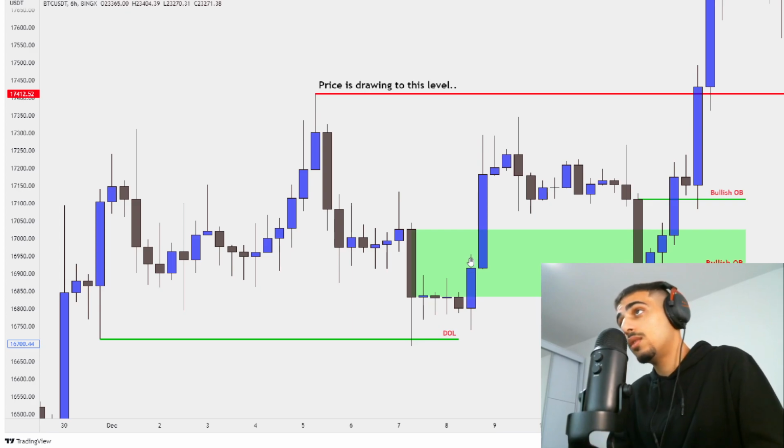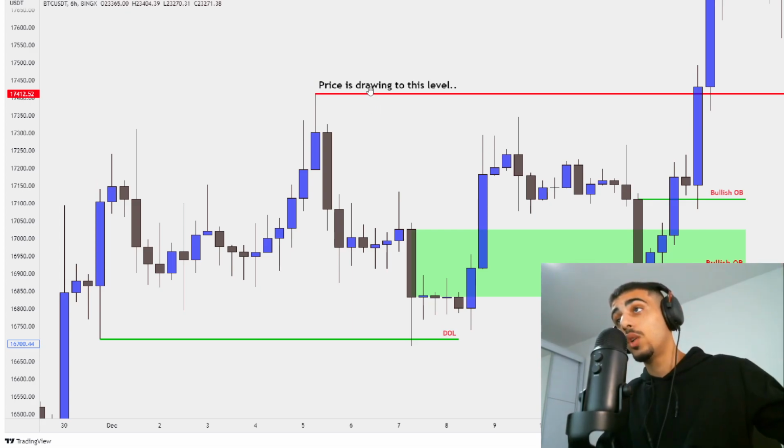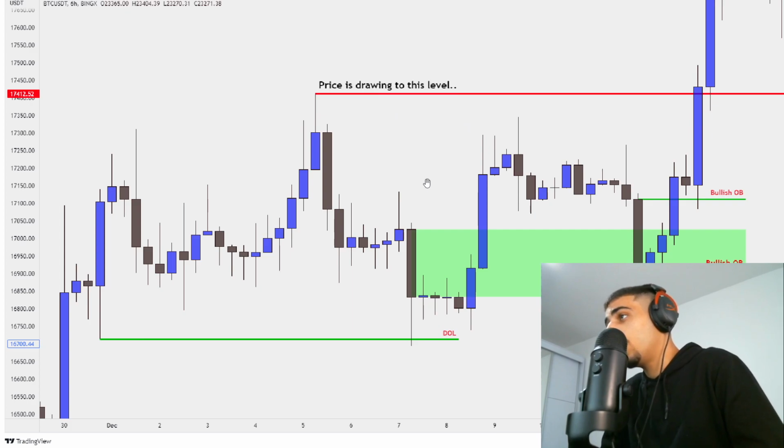I like it. And I think price is drawn to this level, or perhaps higher. If you look at the bigger context, there is actually something saying it will go higher. It's just not included in this. So what will you do?